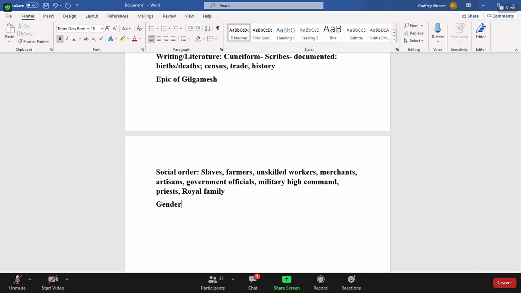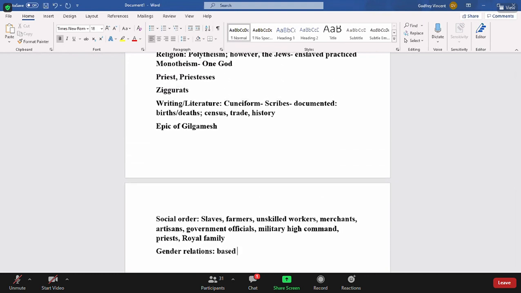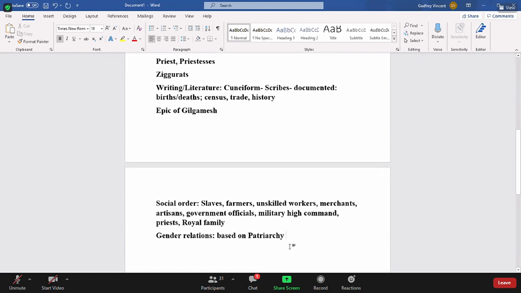Let's go to gender relations. How was this society structured? It was based on what? Men in power. Give me one term that describes that. Patriarchal. It was a patriarchal society. What does that mean? It was male what? Meaning that men had more power.